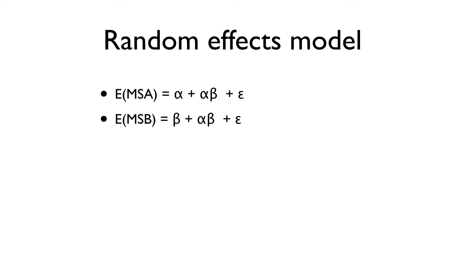So in fact, in a random effects model where we've randomly chosen the levels of A and B, the expected value of A changes to alpha plus alpha beta plus epsilon. The expected value of B changes to beta plus alpha beta plus epsilon. The expected value for the interaction, thankfully, stays the same. The expected value for error stays the same.